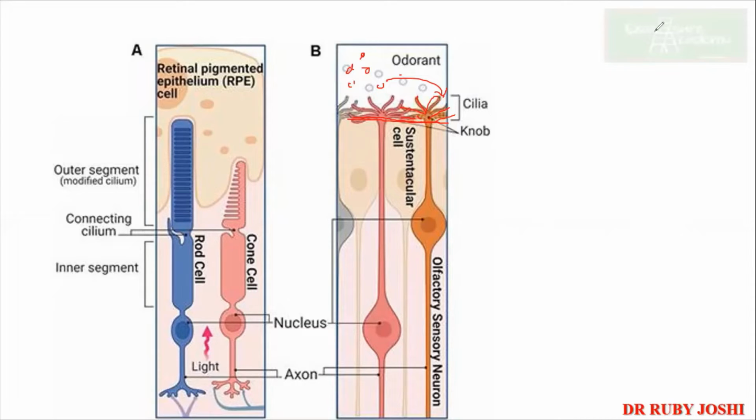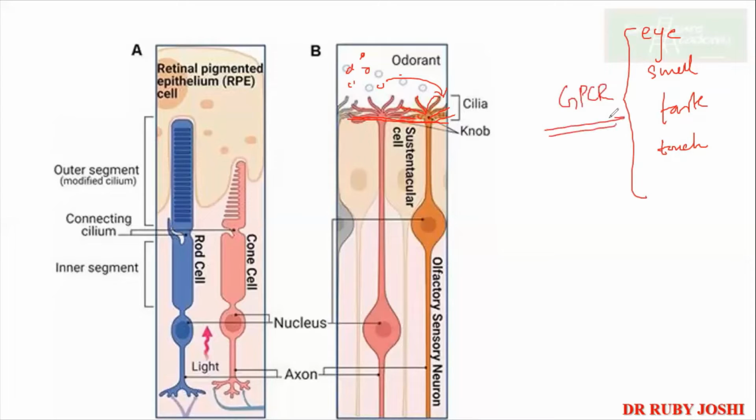Basically, for our senses, there is sight, smell, taste, and touch, right? What other senses are there? Okay, I'm not getting the last one. All these involve GPCR-based signaling. We will cover this when we start cell signaling. For now, please remember that whenever we talk about the senses, whether vision, smell, taste, or touch, it is all GPCR based.